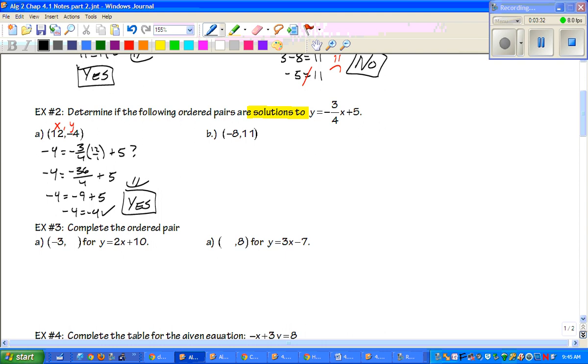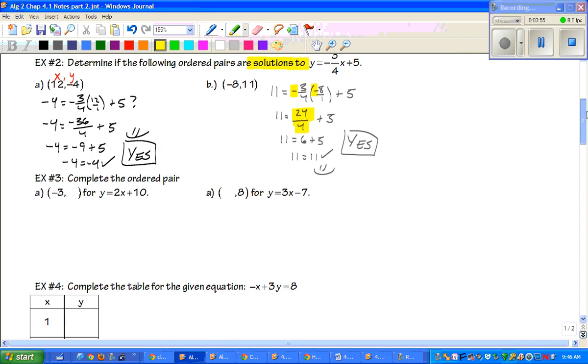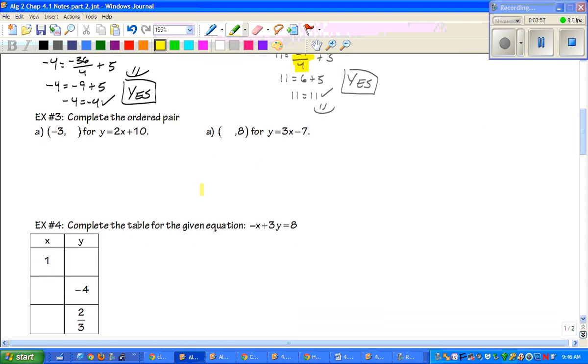All right, for example B, you guys are all by yourself. Go ahead and pause the video and let's see how you do. Okay, and when you're going through that, you should get yes, because right here you have a negative times a negative, and that's a positive. 24 divided by 4 is 6, and 6 plus 5 is 11. So we are happy. Let's look at the next one.